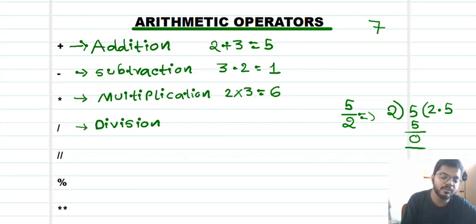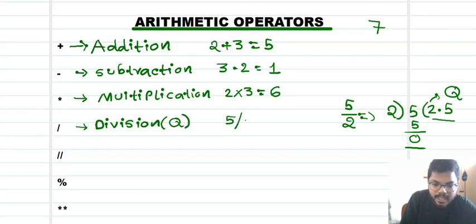Now we will see what the division will do. Remember carefully, the division operation will give this value. This is the quotient. This quotient value will be given by the division. So remember carefully, it is the quotient value Q. So 5 slash 2 equals 2.5.